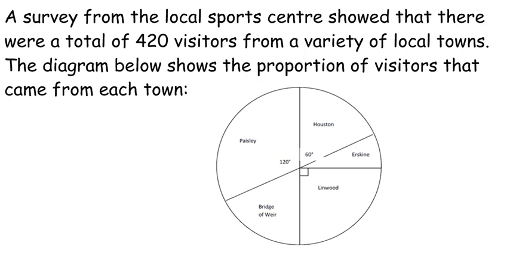Okay, so we've got a wee scenario here that says a survey from a sports centre says that there were 420 visitors from a variety of local places, and the pie chart shows the proportion of visitors that came from each town. So what we're going to have to find in a few minutes is we're going to have to look at finding these fractions of the 420 visitors. Okay, so I'll look at a few of these and then I can let you go away and try some more.